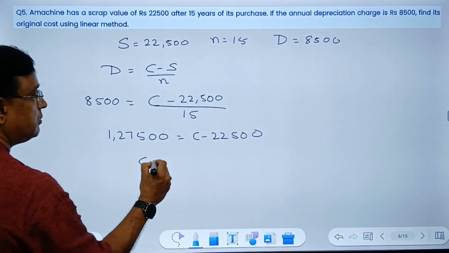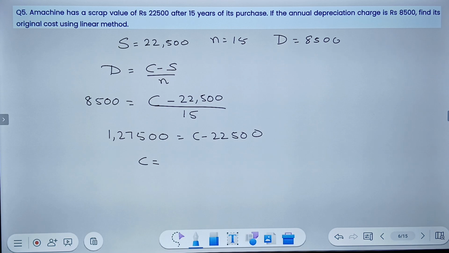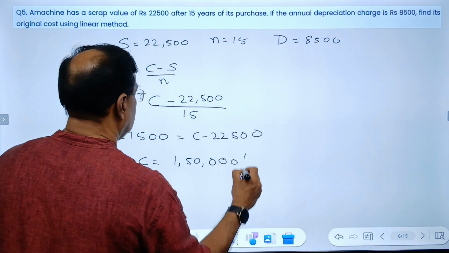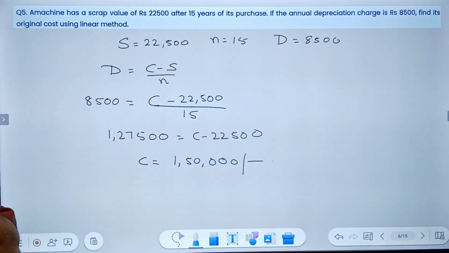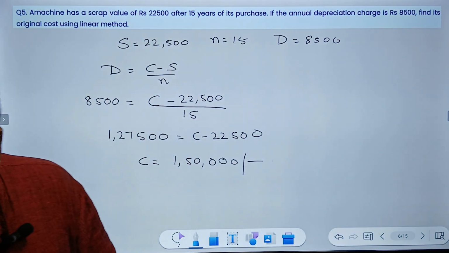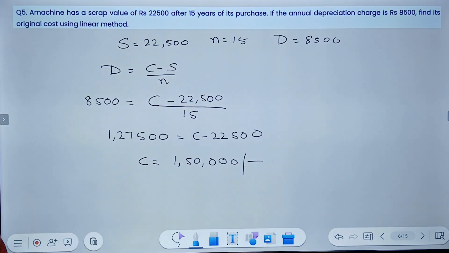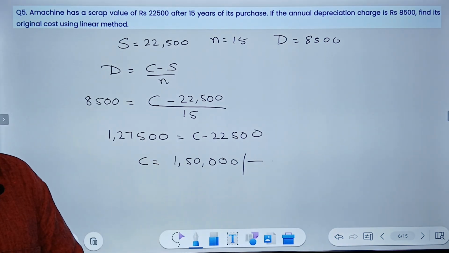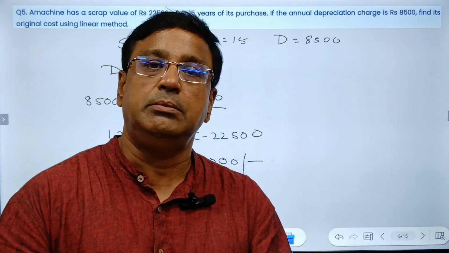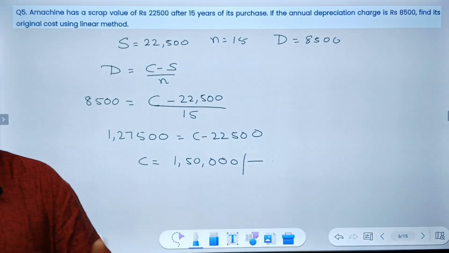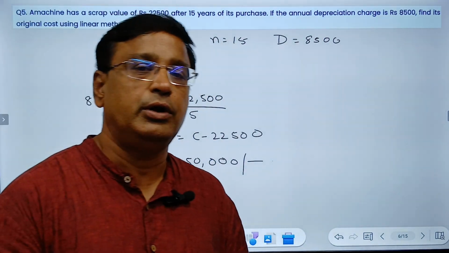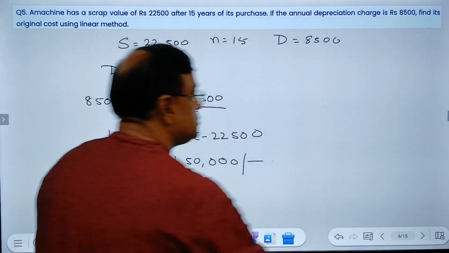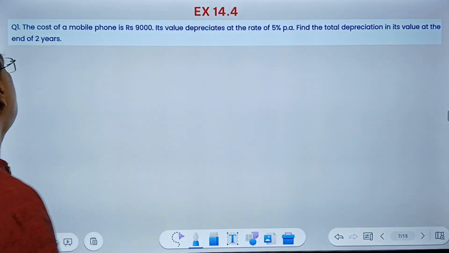So what is C equal to? Bring it to the other side and you will get 1,50,000. Okay, it's correct. So with that we finish this exercise. All that we did is D equal to (C - S)/N. Depending on what parameters are given and what you need to find, just do some algebraic process and you get the answers. Now let's go to the next exercise, exercise 14.4.